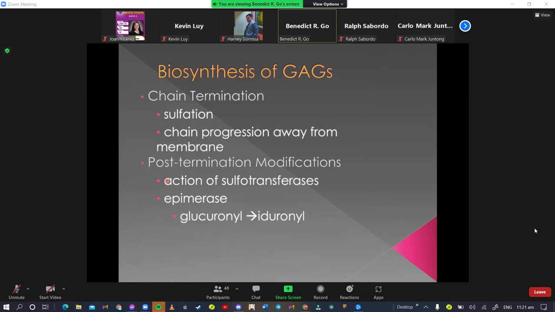Okay, chain termination, that's the last part, and post-termination modifications. So in post-termination modification, you'll have action of these enzymes, sulfotransferases and epimerases, which can convert glucuronyl to your iduronyl.